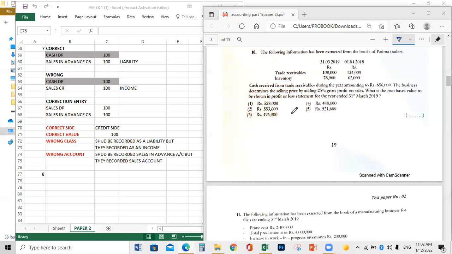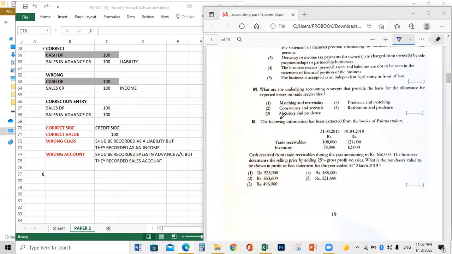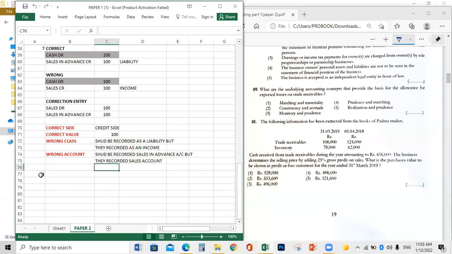So guys, let's start. Where did we stop? We stopped at question 9, right? We did question 9, if I'm not wrong. Can someone confirm? We have to do question 10, right? Am I right?